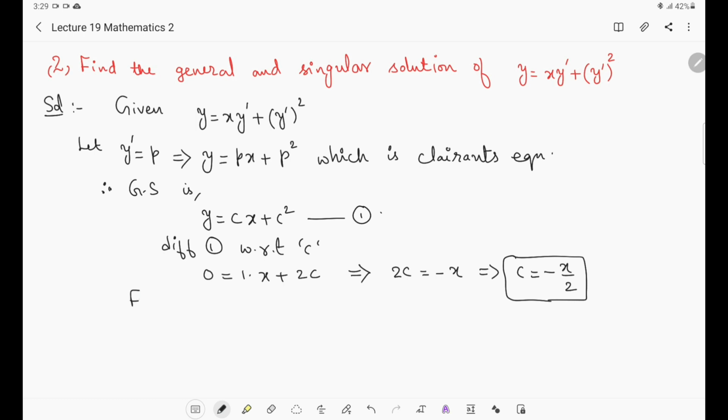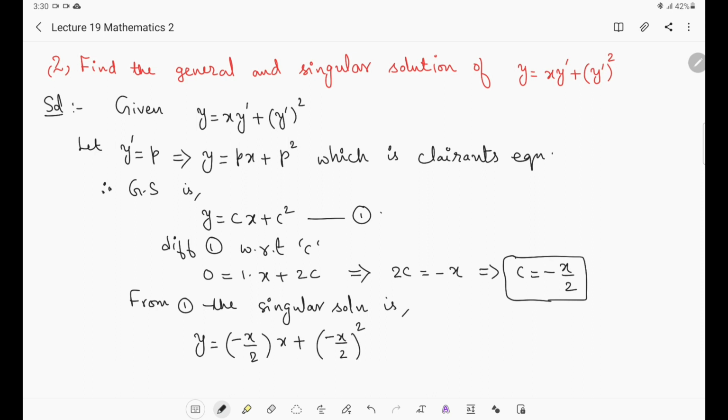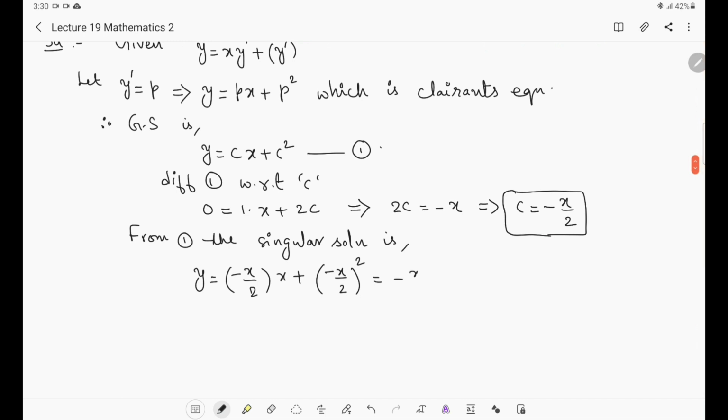Now the value of c, which is minus x by 2, we have to put in 1. So from 1, the singular solution is y equals c, the value of c is minus x by 2, into x plus minus x by 2 whole square. So when we simplify this, what will we get? Minus x square by 2 plus x square by 4.